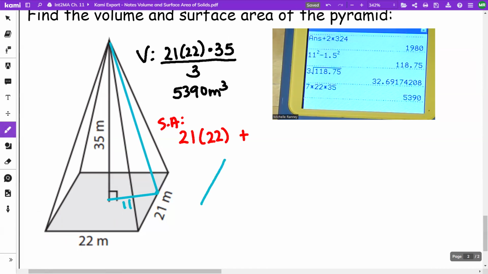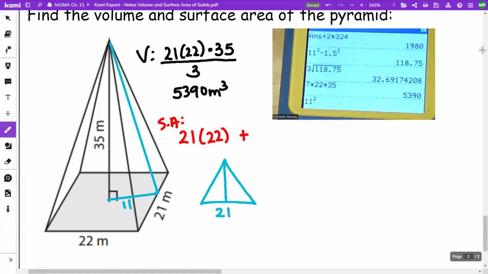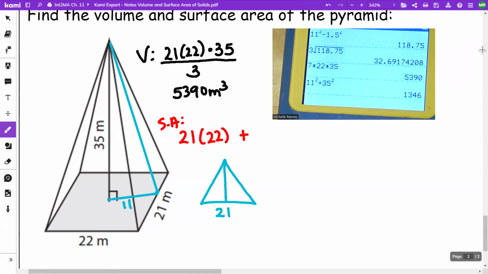So what I'm really trying to find here is this height for my triangle that's 21. So I'm going to be doing 11 squared, which is half of the 22 from the center out to that, plus 35 squared. So that is going to be the square root of 1346. And then I'm going to find that area, and I'm going to have two of them. Two of those triangles.